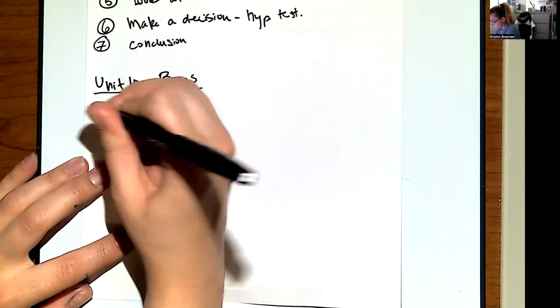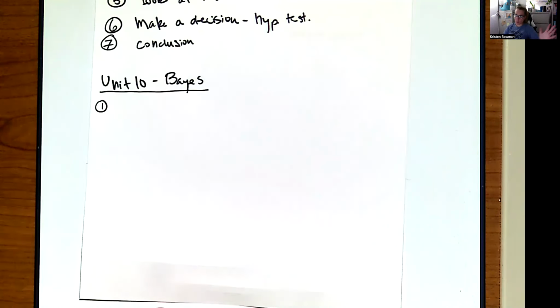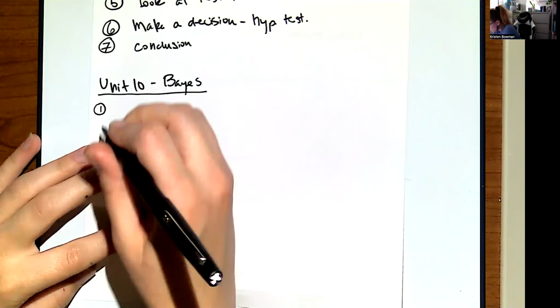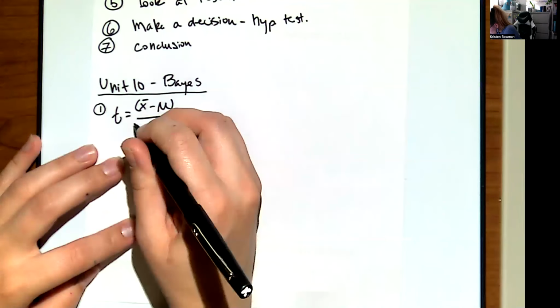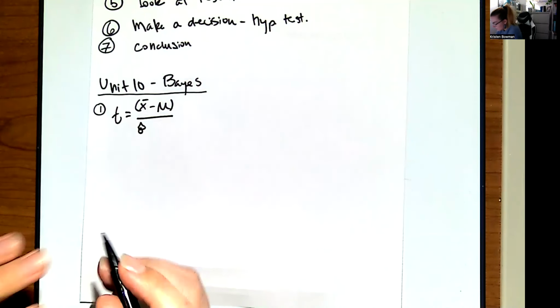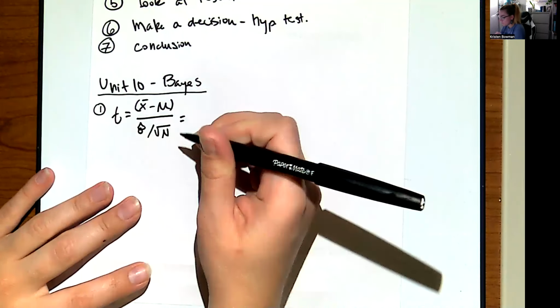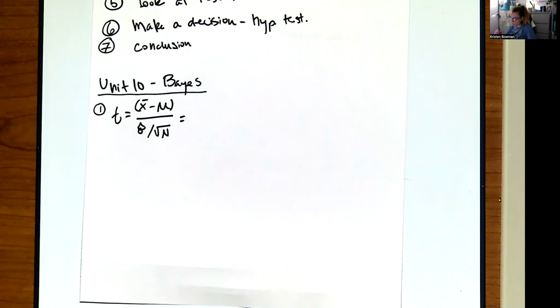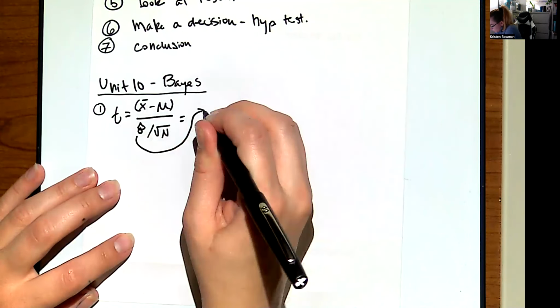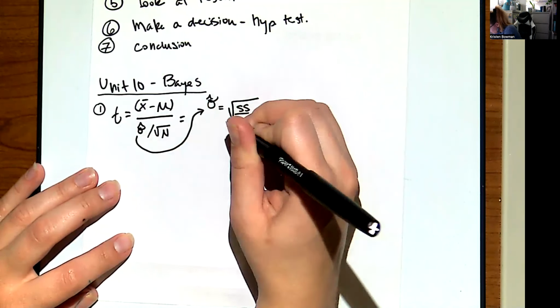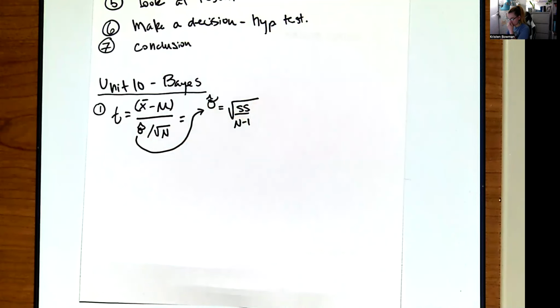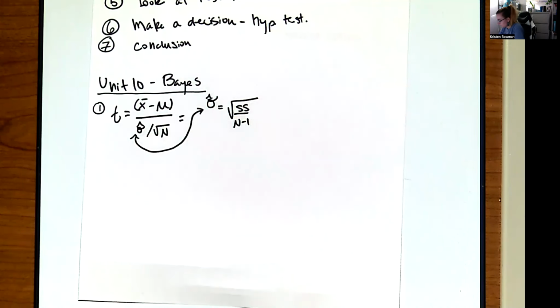The first step we do in Bayes world, after we read the problem and know our parameter estimates, is we're going to calculate a t-score value. So we have t equals x bar minus mu over sigma hat divided by the square root of n. We're going to take that sigma hat and calculate it. So sigma hat is the square root of SS over n minus 1. You know how to do that, right? Then we plug that back in and we get our t value.